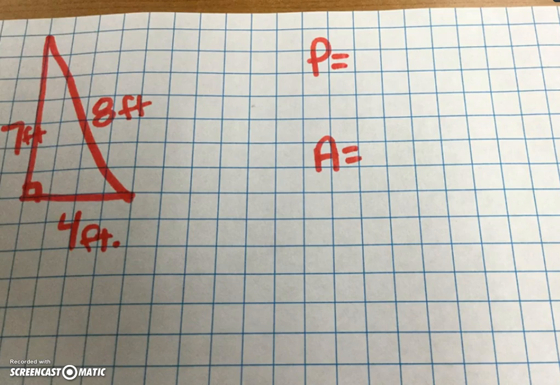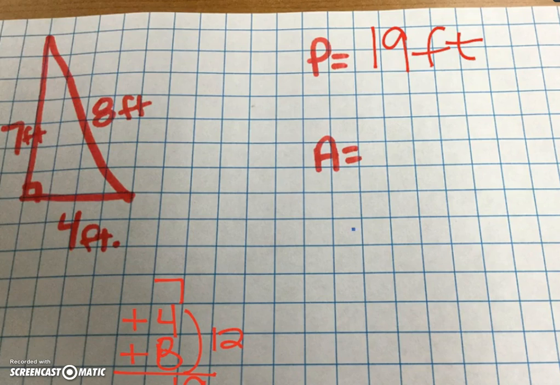For perimeter, once again, we're just going to add around. So I'm going to do 7 plus 4 plus 8. And once again, I always chunk, especially when I have more than 2 numbers. 8 and 4 is 12. 12 plus 7 is 19. So the perimeter is 19 feet here.